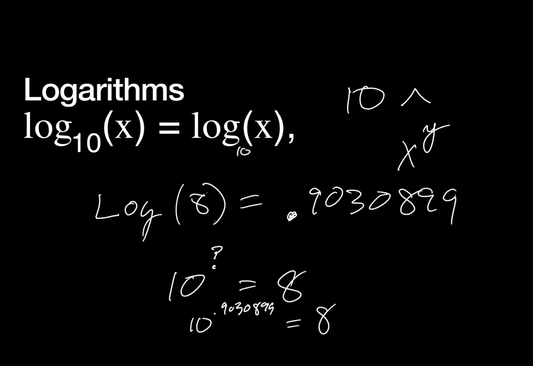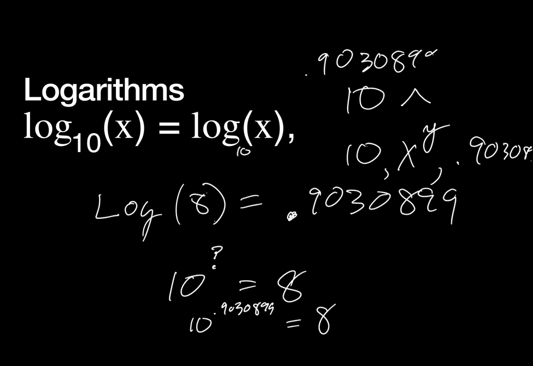Depending on which calculator you have, you'd type 10, then press the x to the y button, and then press 0.9030899. In some calculators, it's the other way: you'd type in 0.9030899, then press the x to the y button, and then do 10. It's all going to depend. There are so many types of calculators out there. I can't tell you universally how it works for all calculators. If you have graphing calculators, it's going to be this one.